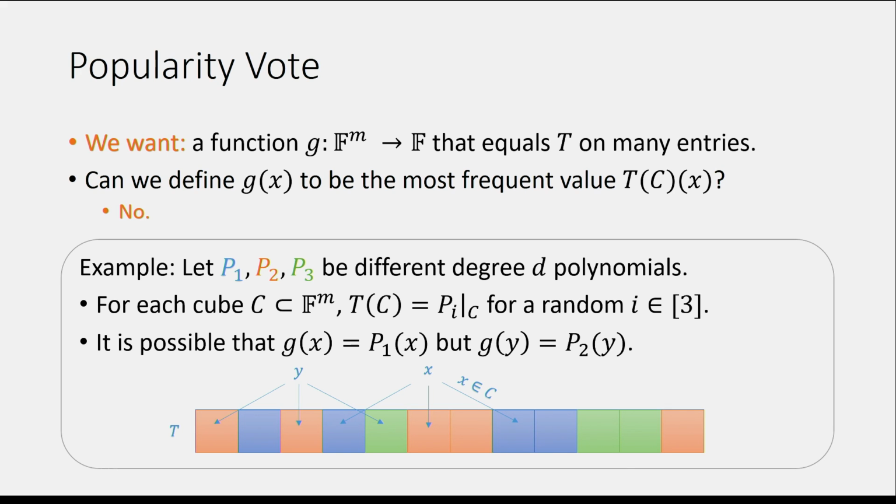For example, P1. If someone would tell us, look, if you look only at these blue entries, and you take the most frequent value on these, then you would be good. You would get a degree D polynomial. So how would we know which entries we should look at?